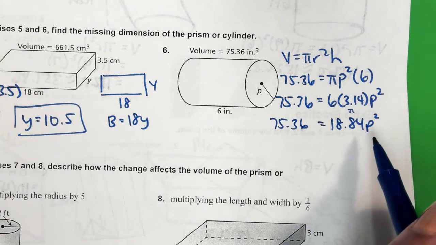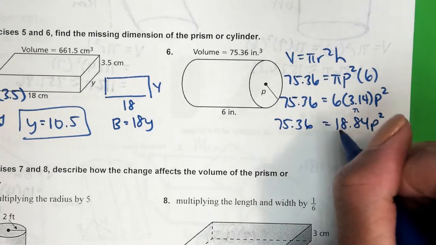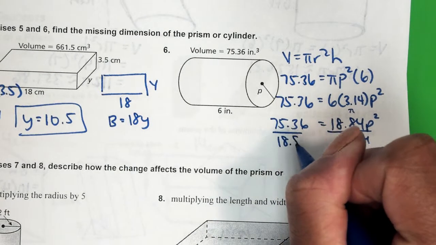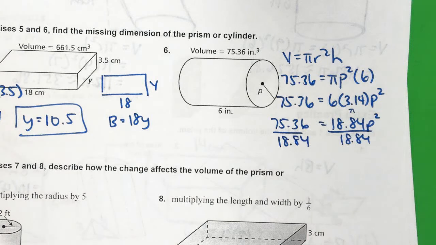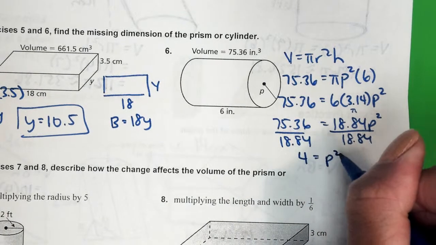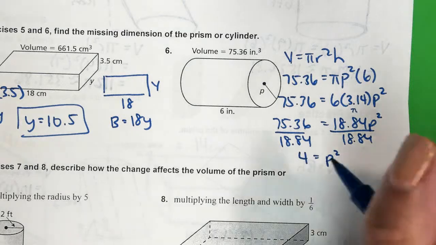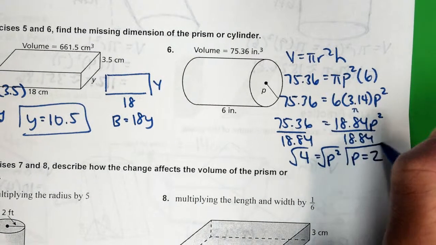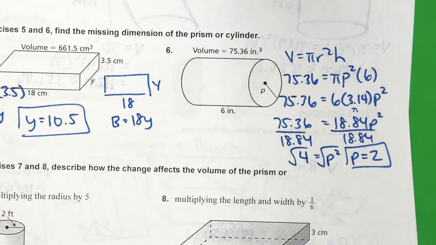Now if I want r squared by itself, I'm going to divide. So I'm going to divide by 18.84. If I type that into the calculator, I have 75.36 divided by 18.84, and I end up with 4. So 4 equals r squared, but I want r. So I'm going to square root both sides. So r equals 2. The radius is 2.